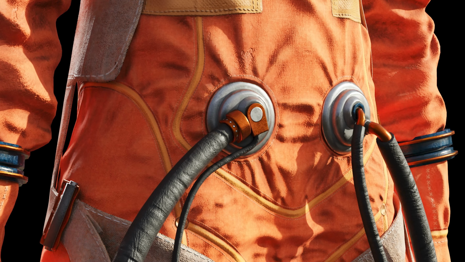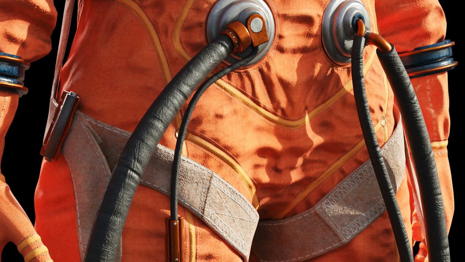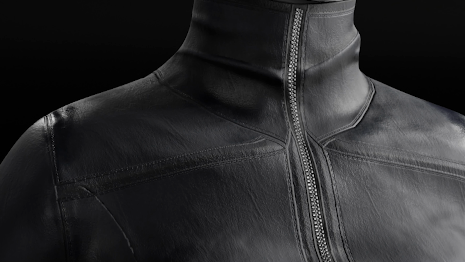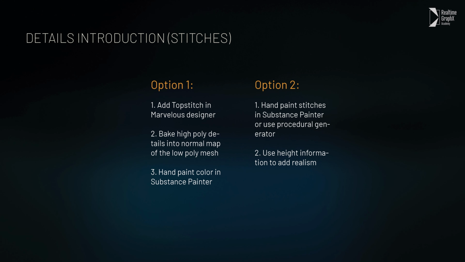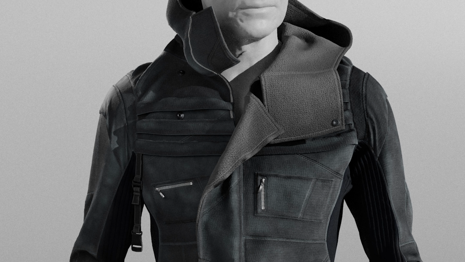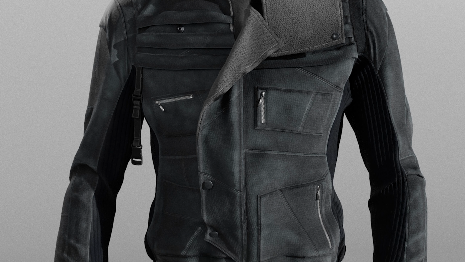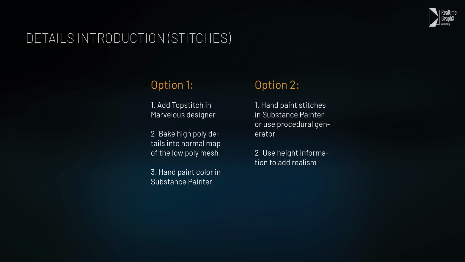That's of course no problem at all, but it has one downside. If you want the stitches to have a different color than the main fabric, you will have to hand paint every thread in Substance Painter, since we can't separate them by material. Option 2 is we paint stitches in Substance Painter directly, or generate them procedurally. Then we can use height information to make them look more realistic. And of course we can combine both options. I will show you both options.